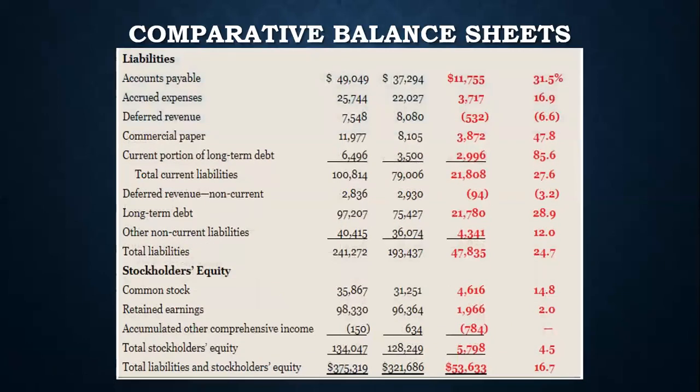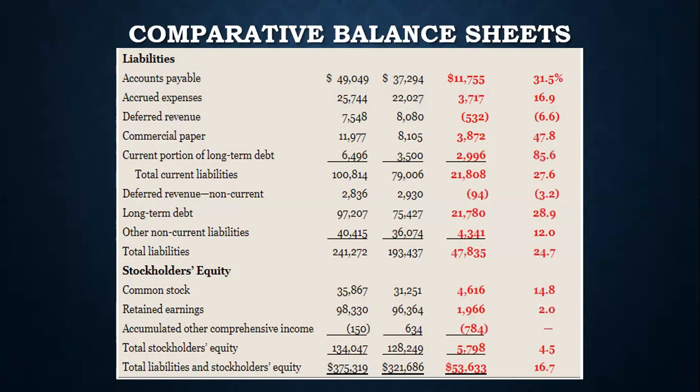And then if we look at liabilities and stockholders' equity, we do the same thing. We took the current year minus the prior year. That gave us the dollar change. And then when we divide the dollar change by the prior year, that gives us the percent change. Again, accounts payable here has gone up 31.5%. So we owe a lot more at this time than we did at this time last year.